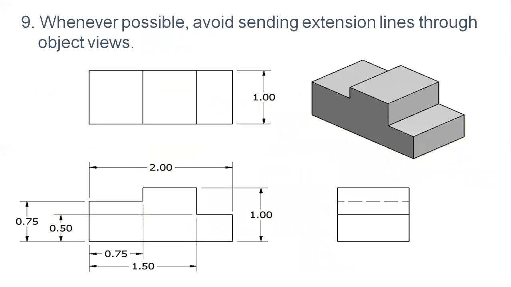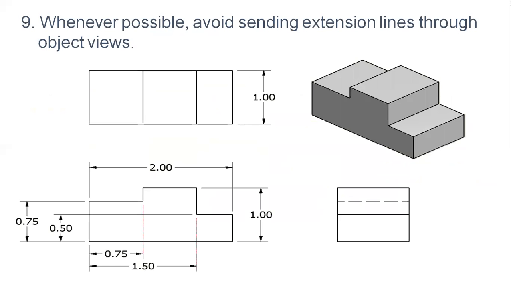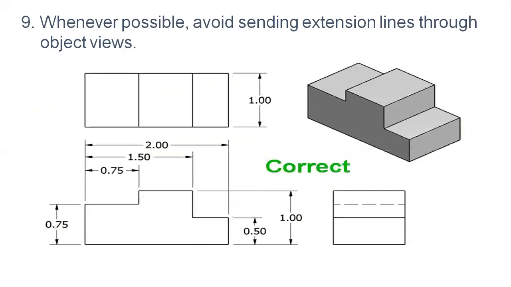So the correct way of dimensioning is this. You can find that whenever possible, avoid crossing extension lines. So show a separate way of dimensioning. We should not mix together the two adjacent parts. Okay, so the correct way of dimensioning is this.